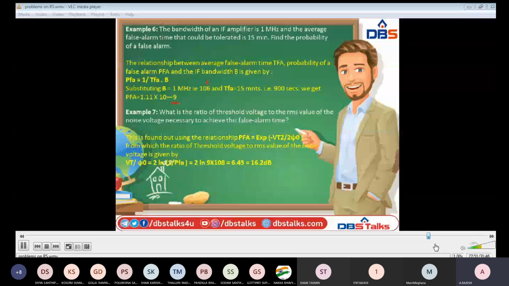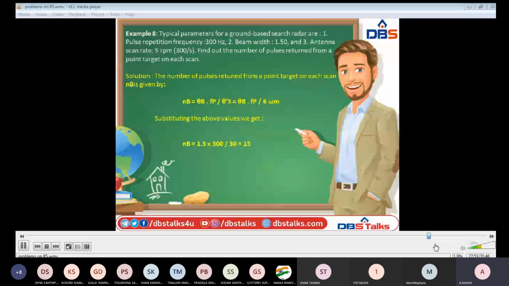Coming to the next one. The typical parameters for a ground-based research radar are: pulse repetition frequency 300 Hz, beam width 1.5 degrees, and they have given the antenna scan rate as 5 rpm, that is 5 revolutions per minute.